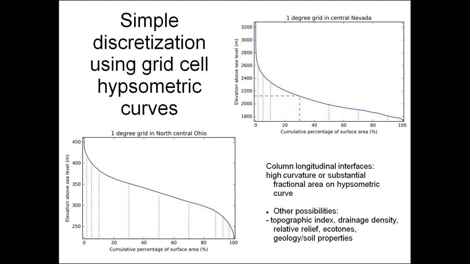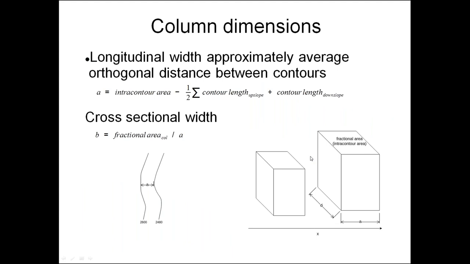Whereas in the Great Basin, we have high mountain ranges that taper off into long valleys where most of the hydrologic activity is happening up at the high altitudes, alpine, subalpine zones, and that's why we have more columns at the higher elevations. And there's also a lot of other options for discretizing a grid cell based on topography, topographic index, drainage density, perhaps ecotones, or geologic or soil properties.